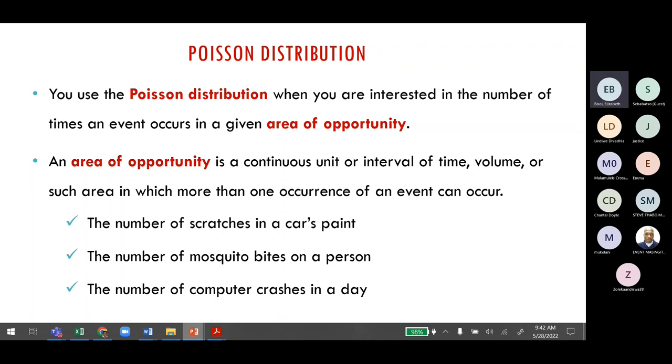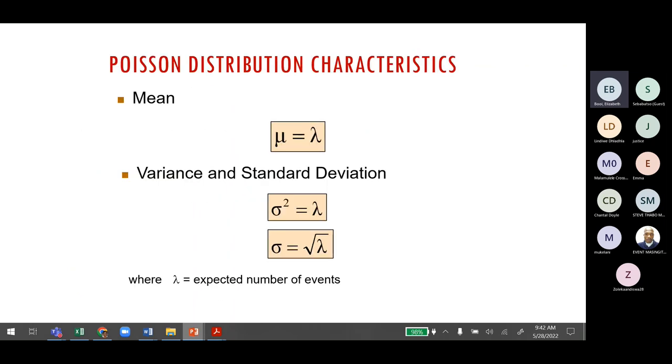And here we're talking about finding the average or finding the mean of a certain event happening at that given point in time. So for example, the number of scratches on the car, we can calculate the mean of those, and then we use that to find the Poisson distribution or the Poisson probability. The number of mosquito bites on a person, the number of computer crashes, the number of things you produce, and we calculate the average of those. And then we use the average to calculate your probability. So how do we do all that?